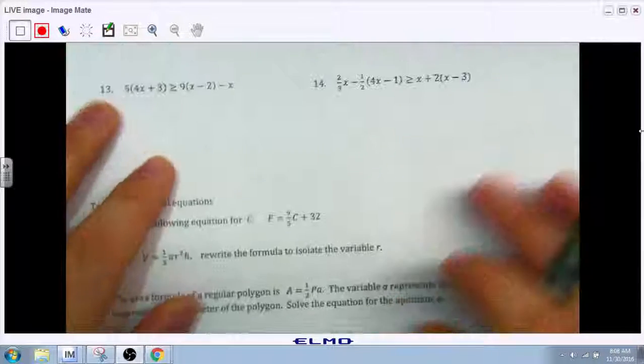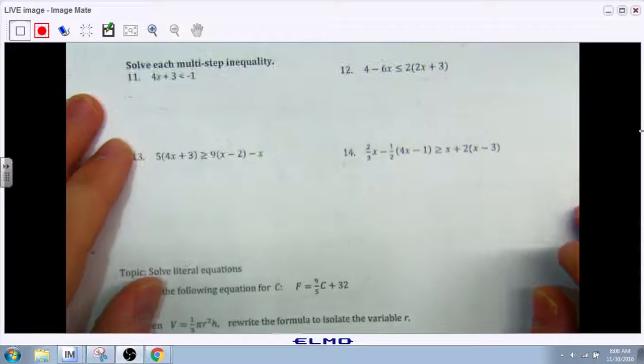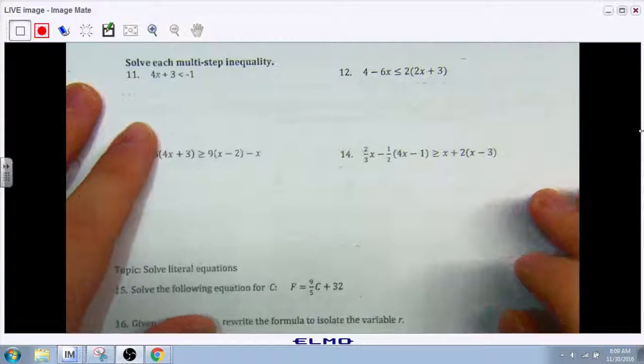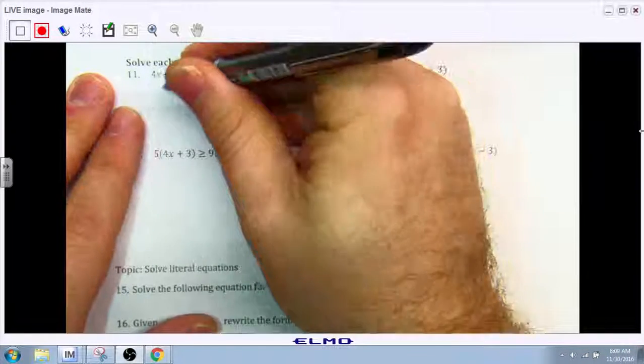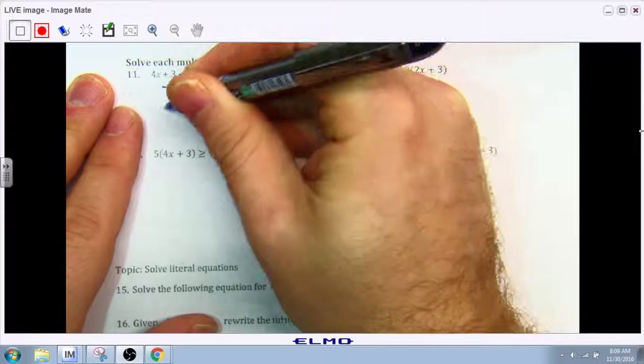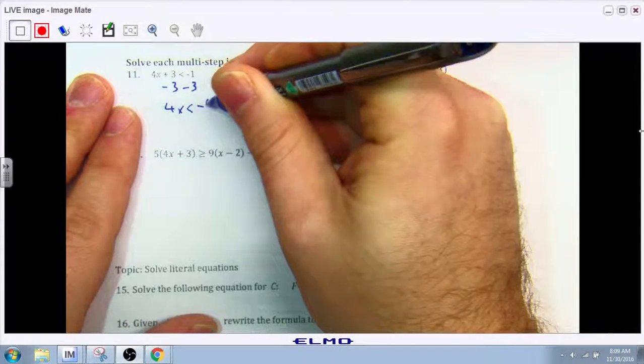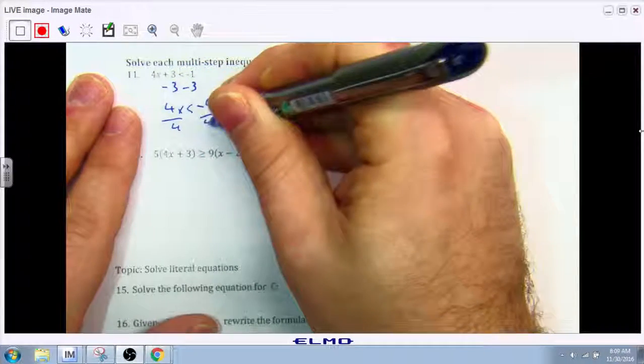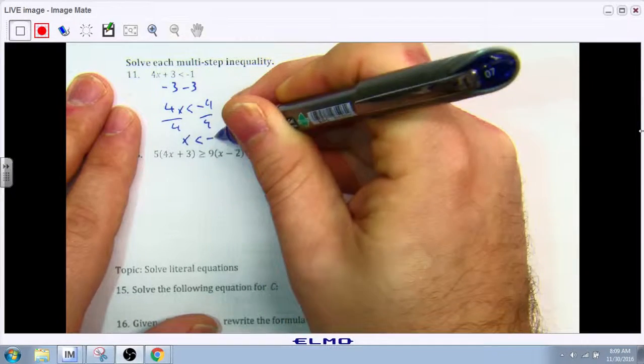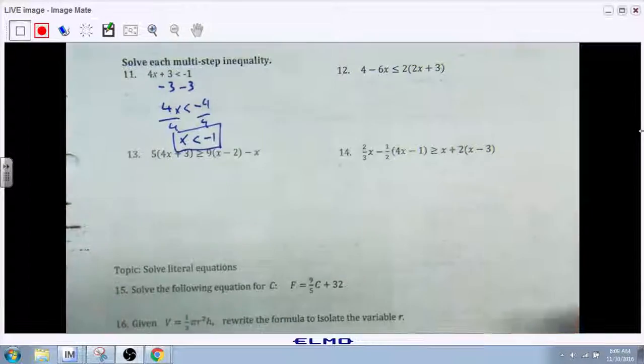So let's go ahead and look at number 11. Solve each multi-step. So we're doing the same thing, except it's going to be multiple steps. I'm going to subtract 3, subtract 3. 4x is less than -4. Divide by 4, divide by 4. x is less than -1. Well done. That's all there is to it.